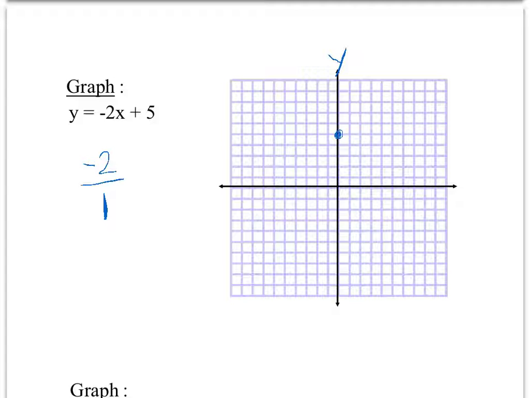So I go down 2, to the right 1. Since 2 is negative, I'm going down 2. But 1 is positive. If 1 was negative, it would cancel with the -2, and it would no longer be -2, it would be +2. So 1 is positive, so I go to the right.